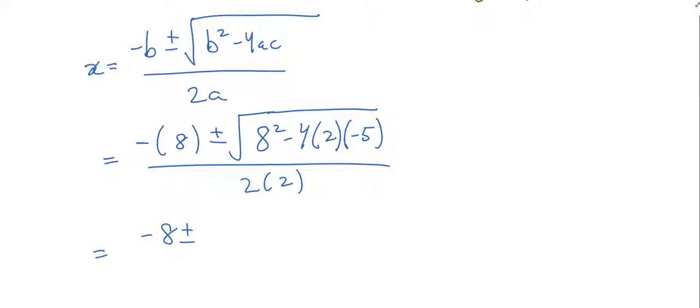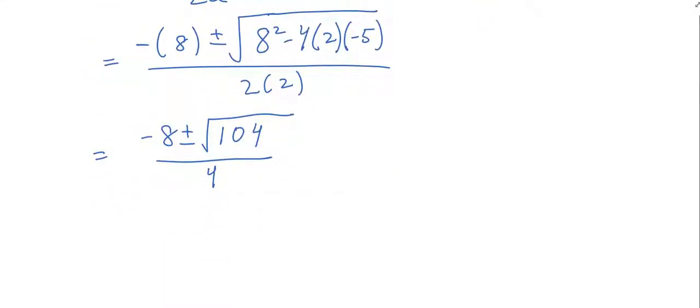Oh, maybe that is right. I think that was right. Did anybody else get 104? Okay, nice. Okay, good. I think 104 is good. 104. And then 2 times 2 is 4. So I've simplified inside the square root sign, and I simplified the bottom. Got rid of all brackets, all of that.